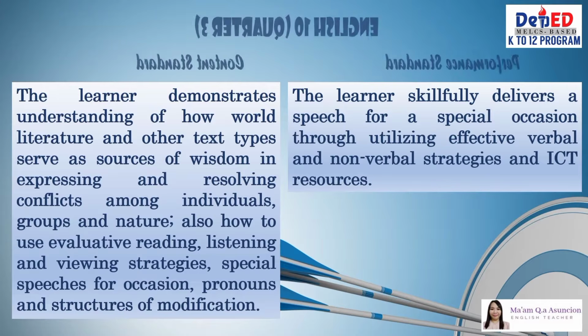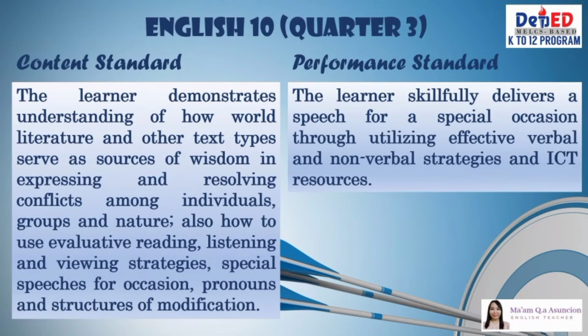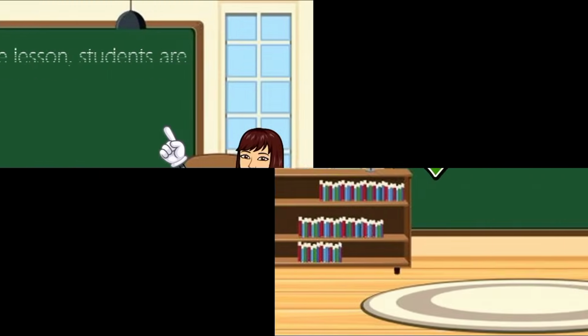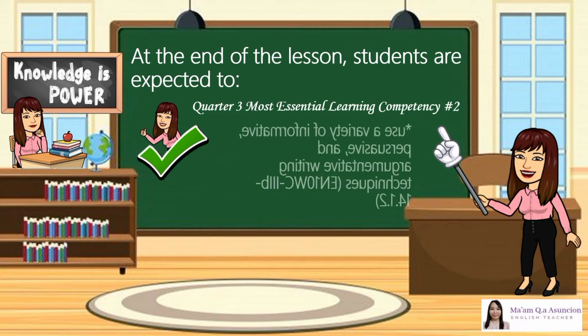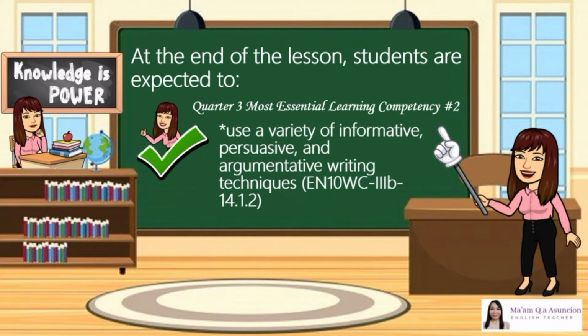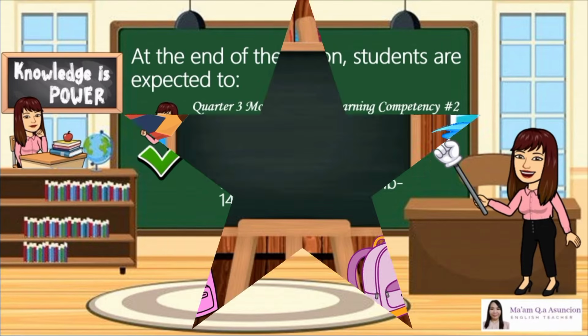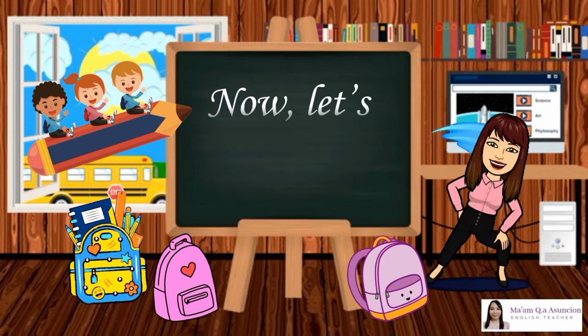These are our content standard and performance standard in English 10 Quarter 3. At the end of the lesson, students are expected to use a variety of informative, persuasive, and argumentative writing techniques. Now let's get started.